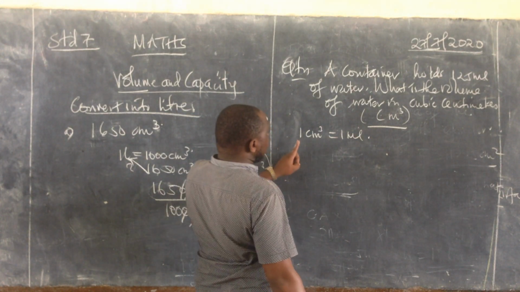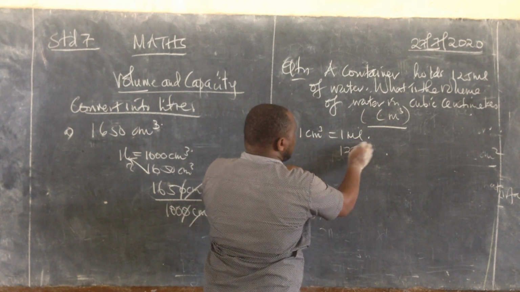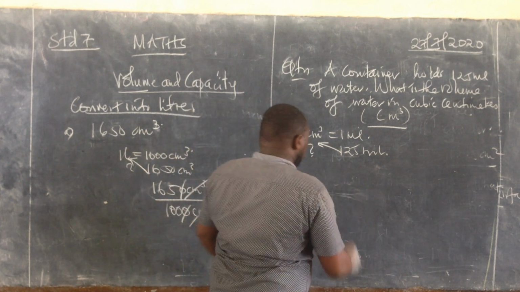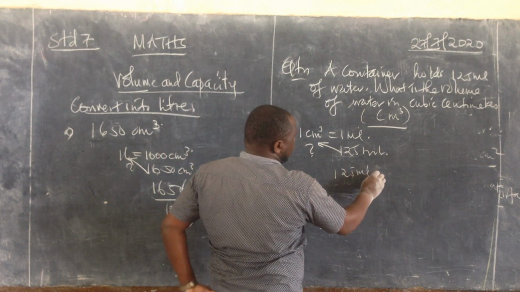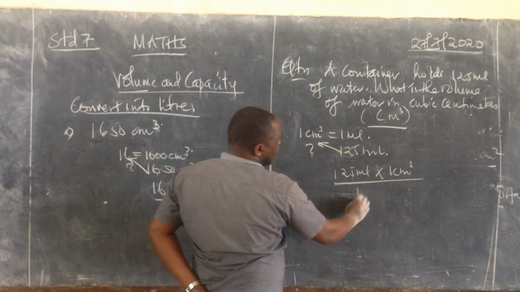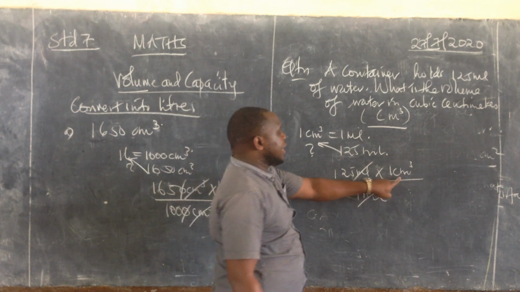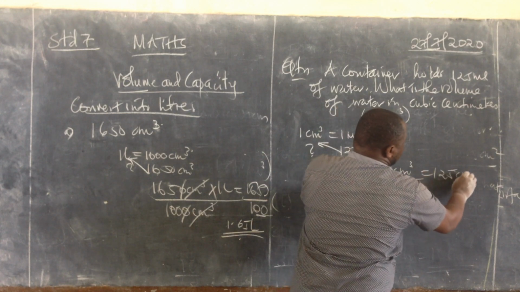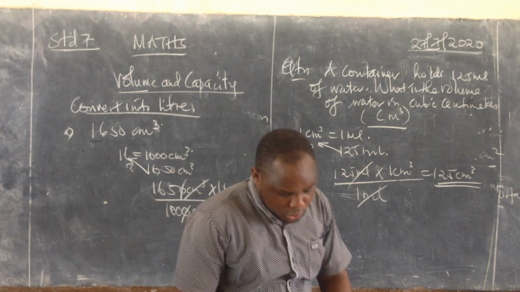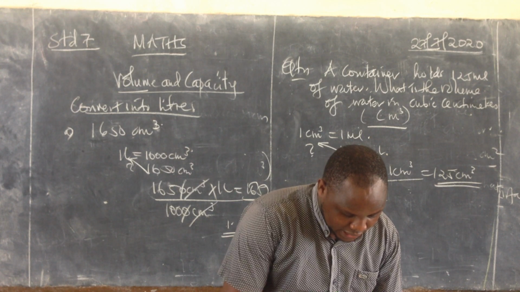So you say if 1 cubic centimeter is 1 ml, what about 105 ml? Is how many cubic centimeters? So you multiply like that. 105 ml times 1 cubic centimeter over 1 ml. ml and ml will cancel. Your answer is 105 cubic centimeters. Simple as that. So now you must follow the formula. You must follow the measurements I've given you for you to be able to get that question.